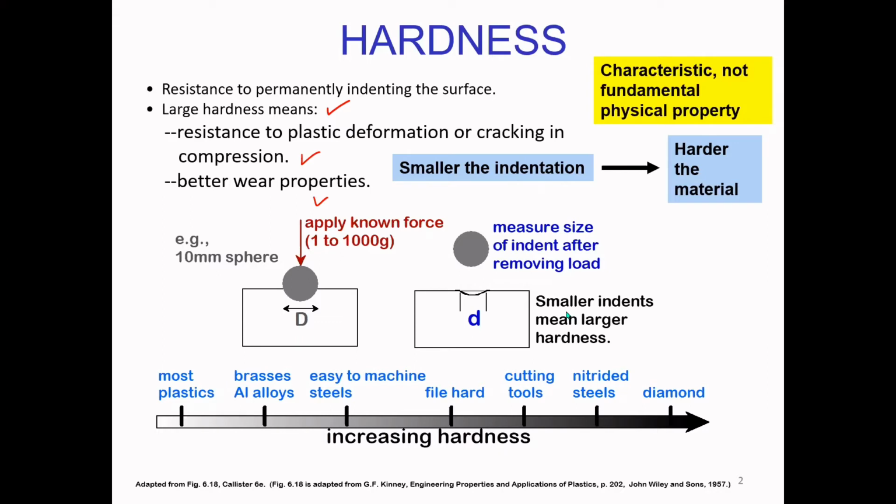So the hardness of a material is quite a complex property and depends on the grain size, yield strength, tensile strength, ductility, resistance to abrasion, and many more. And as we can see in the scale here, we have an increasing hardness of different types of materials. Most plastics are considered to have a low hardness, and we have the material here, the diamond, that has the highest hardness among other materials.